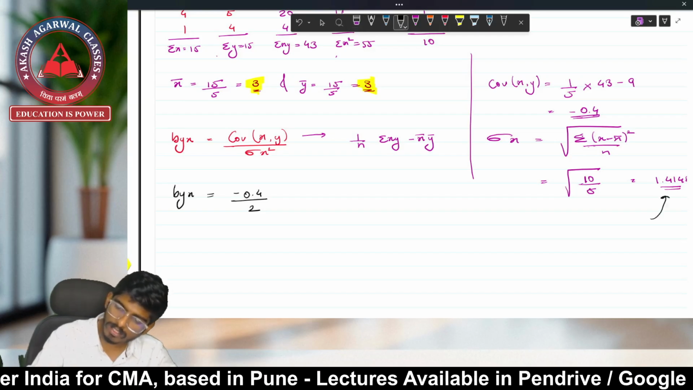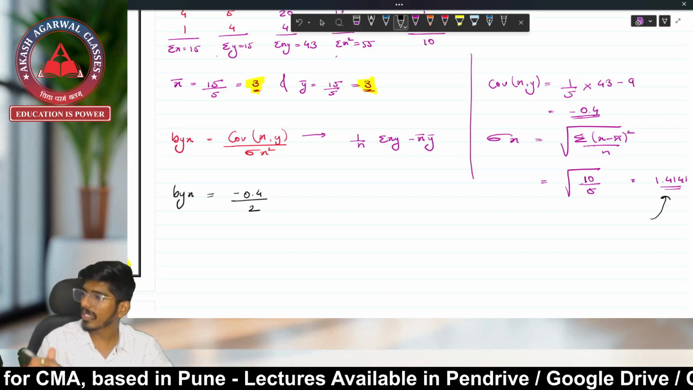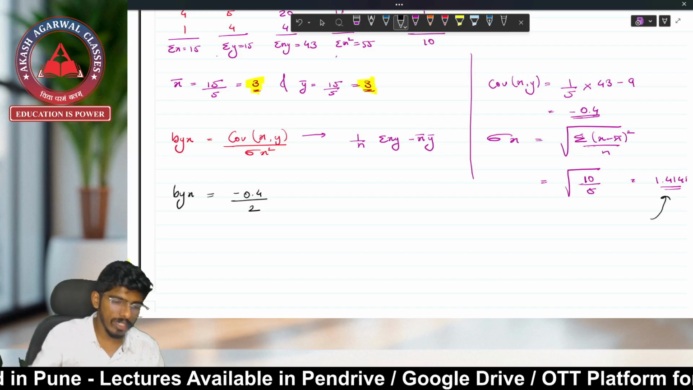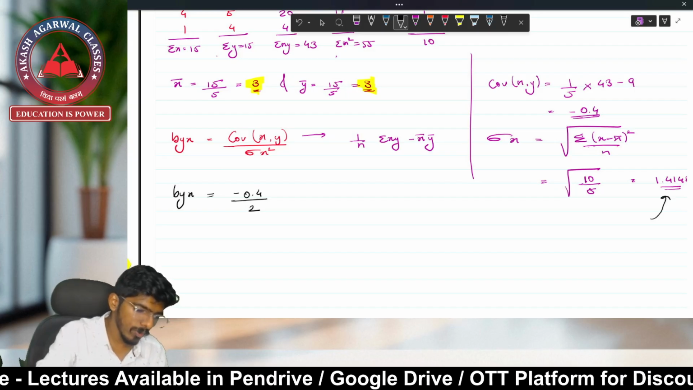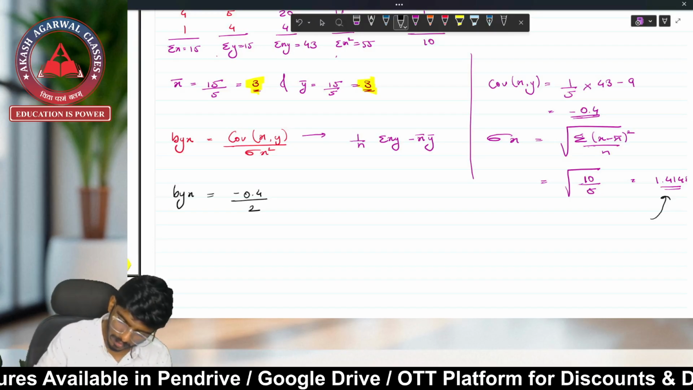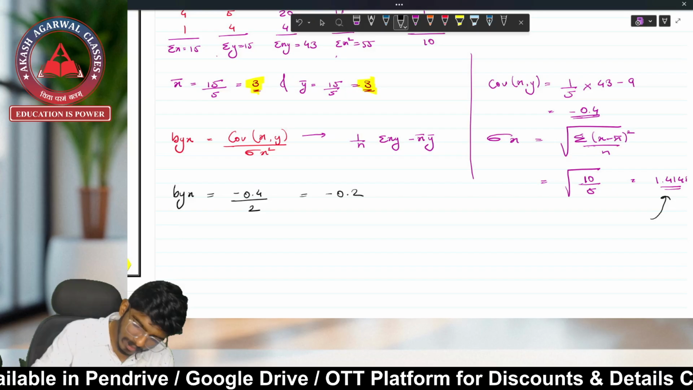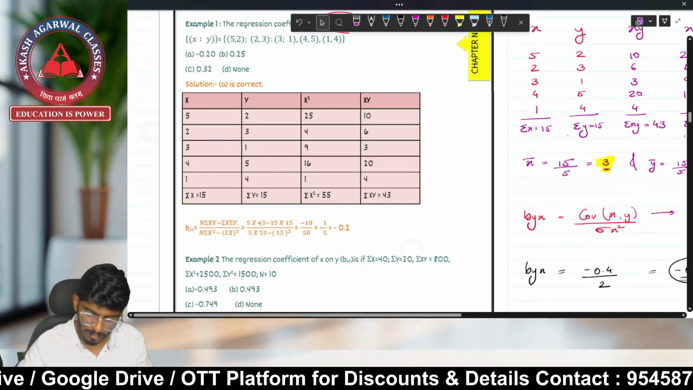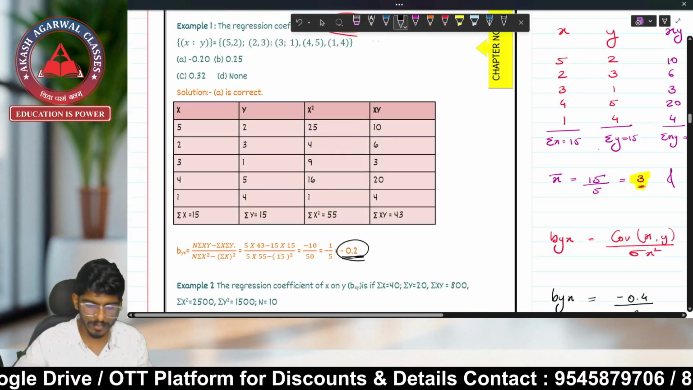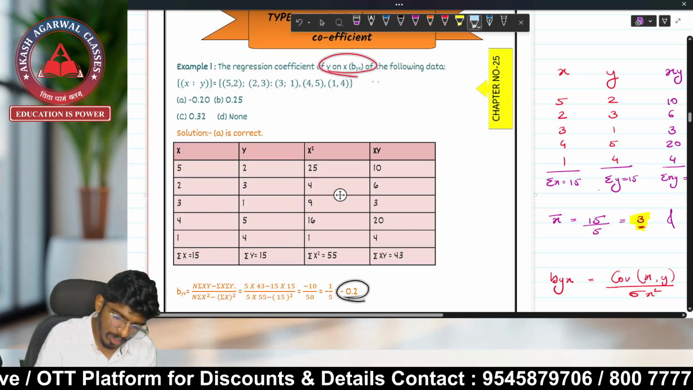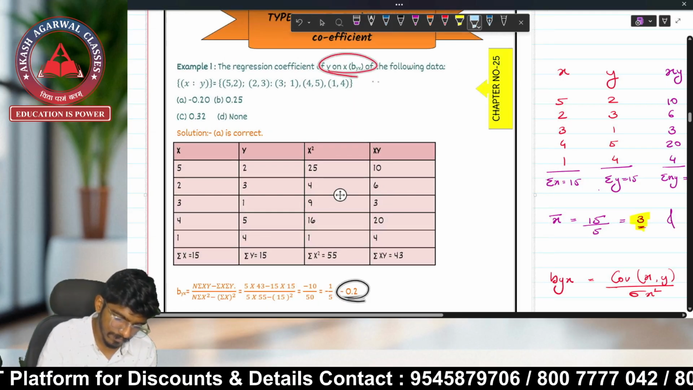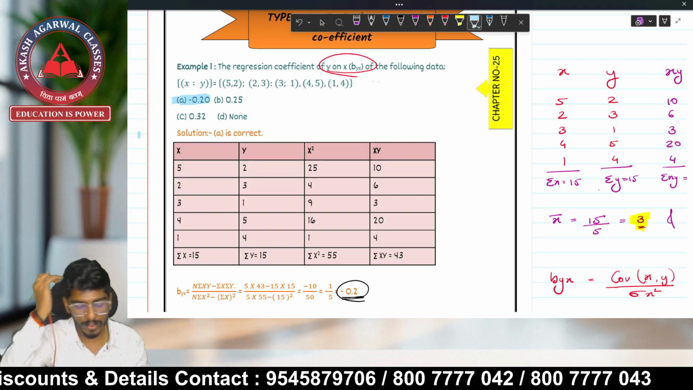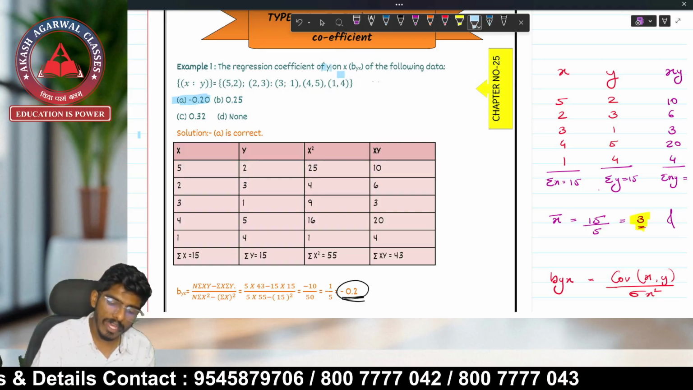So I just solved 10 upon 5, 2, and then I took the square root. Now I need it squared itself, so it is going to be 2. So when I solve this, minus 0.4 divided by 2 is going to be minus 0.2. So my byx is going to be minus 0.2, if you see over here. Option number A, minus 0.2 is going to be your coefficient of y on x.